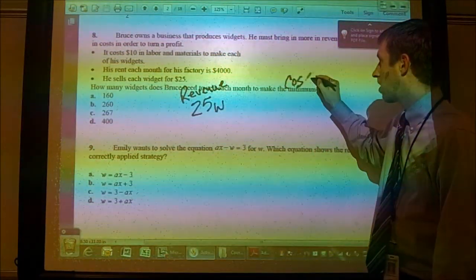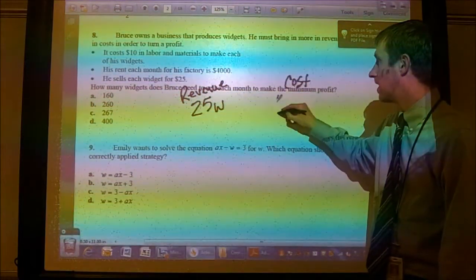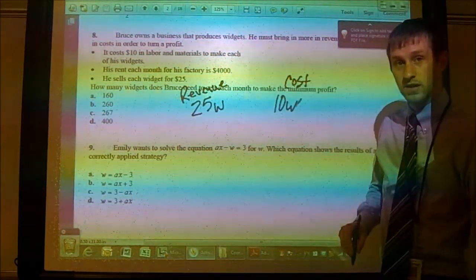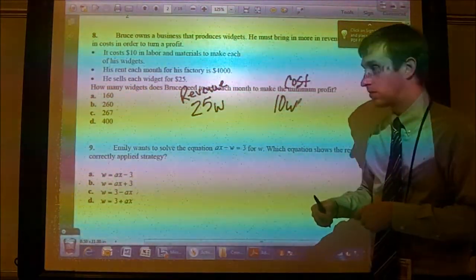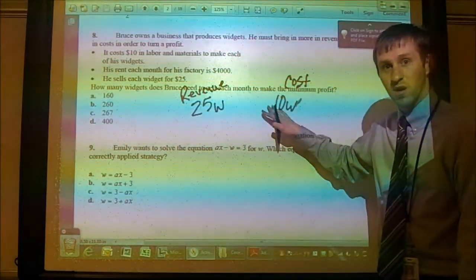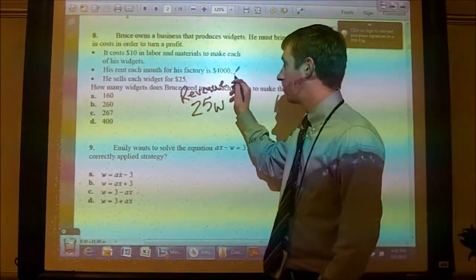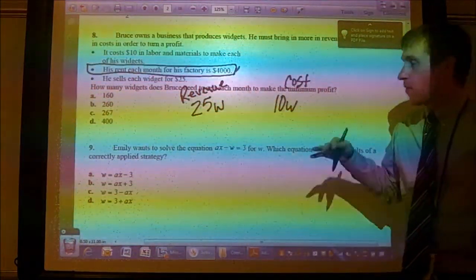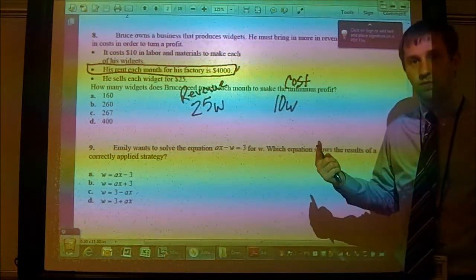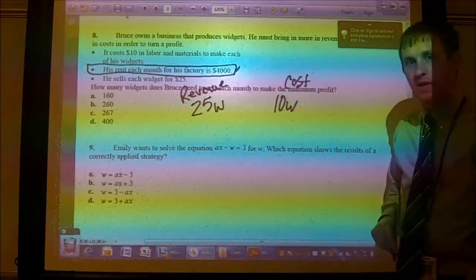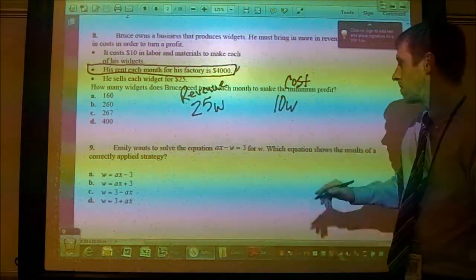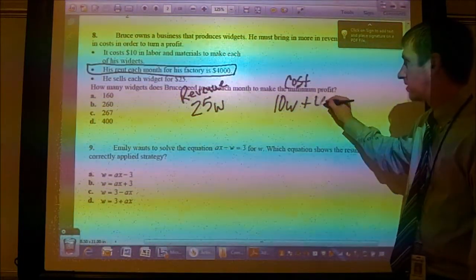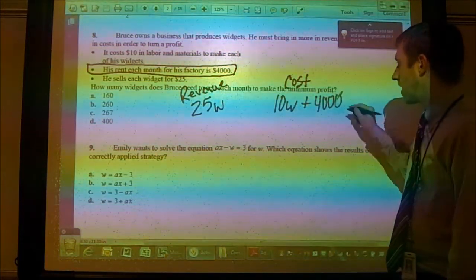Now, I need the revenue to be more than the cost. So let's think about the cost. It says the cost is $10 for every widget he sells. So every time he makes a widget, it costs him $10. But they give you this extra piece of information, the rent. He has to pay $4,000 for rent whether he makes one widget or a million widgets, right? So that's a fixed cost here, and we need to add that $4,000 to our cost.